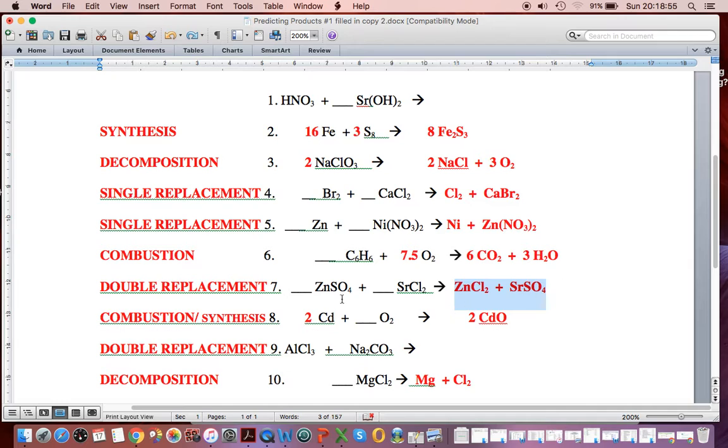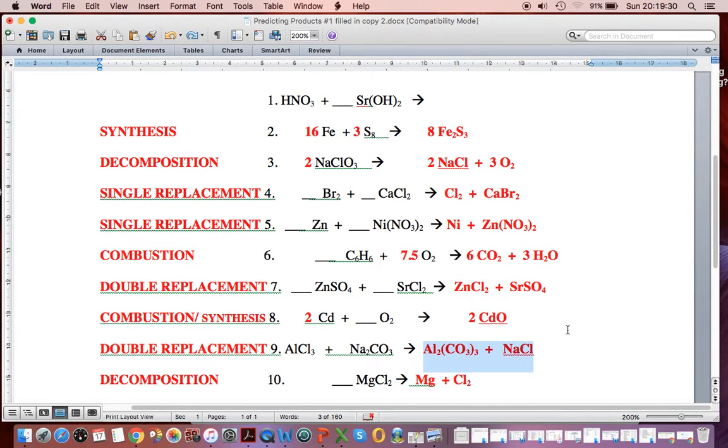Is it balanced? Well, we take a look. 1 zinc, 1 zinc, 1 sulfate, 1 sulfate, 1 strontium, 1 strontium, and 2 chlorines, 2 chlorines. So that one is done. This one, this is another double date gone sour. This couple is going to break up. This couple is going to break up. Aluminum gets together with carbonate. Sodium gets together with chloride. Every year I get people to write down Na2Cl3. That is brain damage, no offense. Because sodium's 1 plus, chloride's 1 minus, you should know it's NaCl.